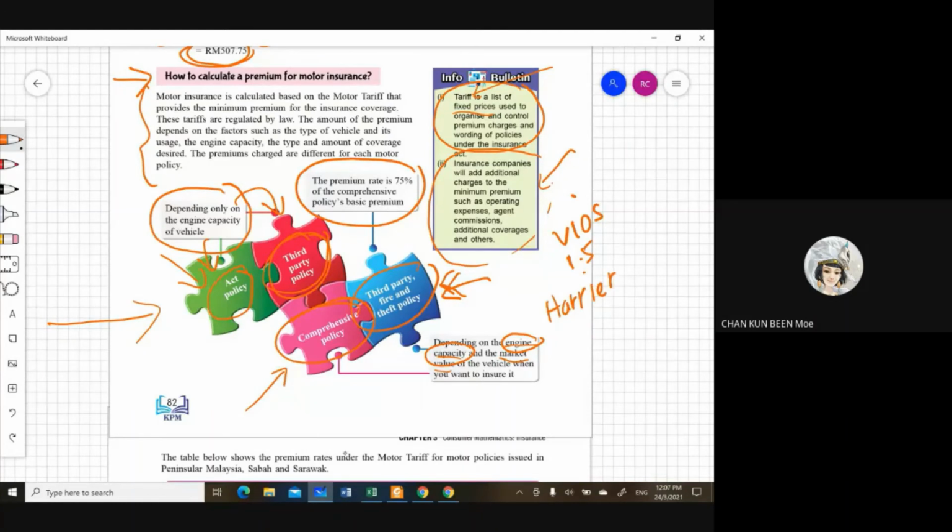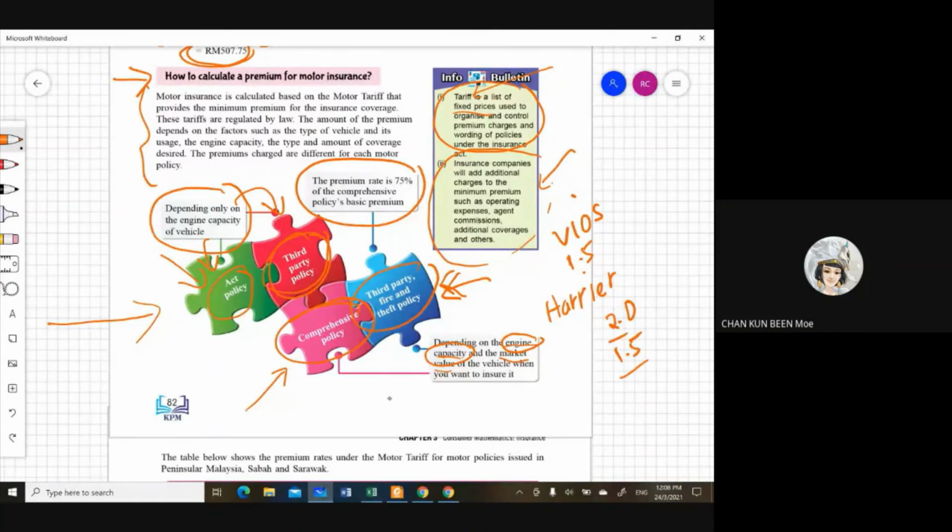Anyone? You own a Harrier at home? Your parent owns a Harrier at home? Yes. No. Okay, how much is the capacity for Harrier? I don't know. You don't know. Okay, never mind. You go back home later on, and you go and see the back of your father's or your mother's car. It is written over there, 2.0 or 1.5, something like that, at the back.